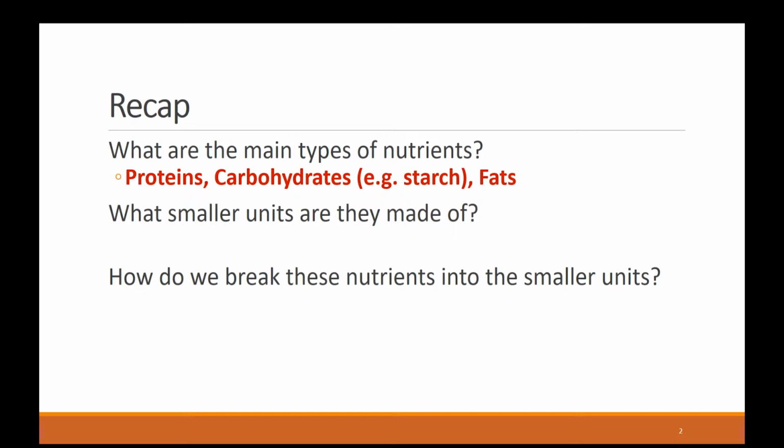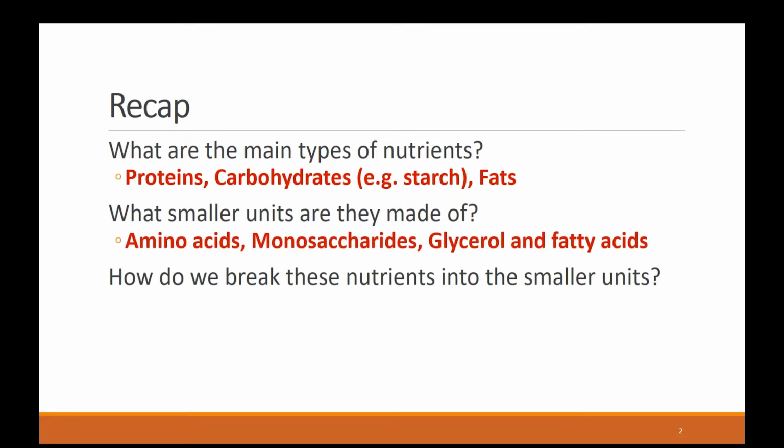Okay, so for your carbohydrates, there's a few types of them. In terms of what smaller units they are made up of, your proteins are actually made up of your amino acids. Your carbohydrates are made up of your monosaccharides, and your fats are made up of your glycerol and fatty acids. Okay, I hope you still remember some of these.